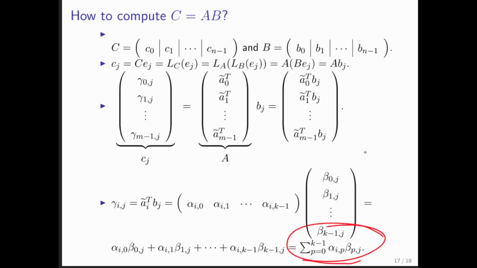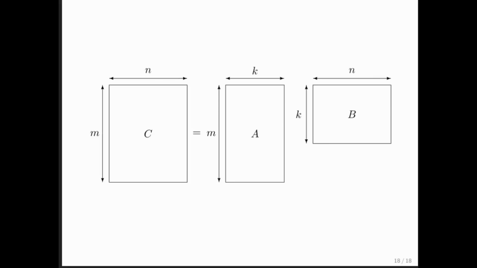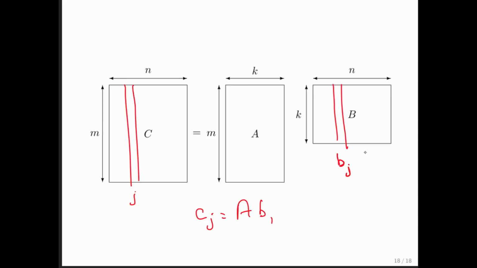Whenever you do a matrix-matrix multiply, you may want to draw yourself this picture. What we just saw is that we can look at the jth column of C, and that's just A times the jth column of B. So C sub j is equal to A times B sub j. Okay. And then we can look at that in more detail. If we look at the ij entry of C, so that would be gamma sub ij.